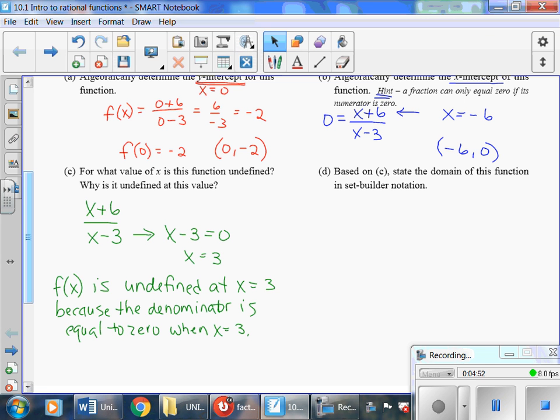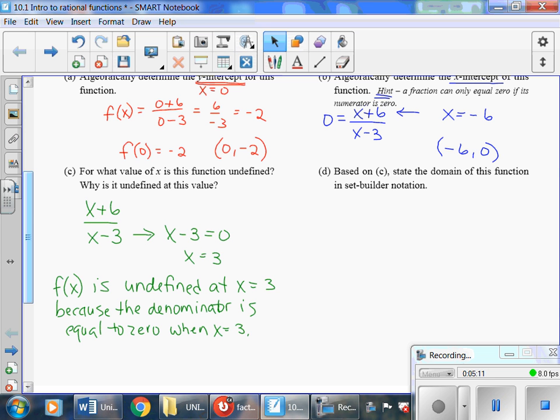All right, so remember, if it says explain or why, remember you're explaining this to somebody who has no idea what the word undefined means. So you have to explain, use the definition of undefined. It means that the denominator has to be 0. All right, and the last one is based on C.